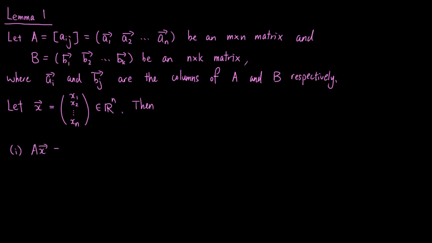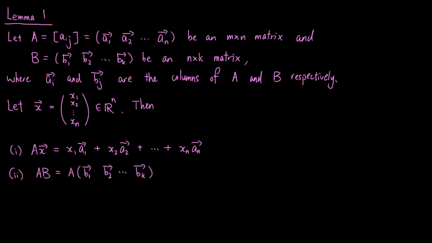Then A times X equals x1 times A1 plus x2 times A2 up to xn times An. Also, A times B, which is equal to A times the matrix B1, B2 up to Bk, equals the matrix with columns A times B1, A times B2 up to A times Bk.